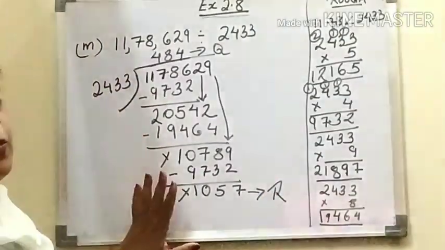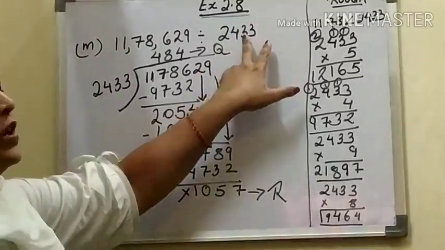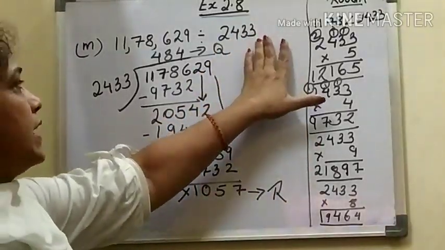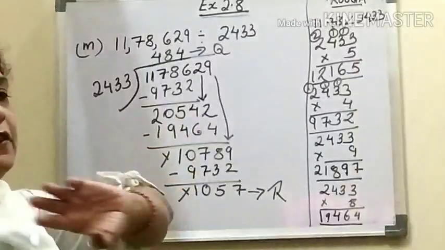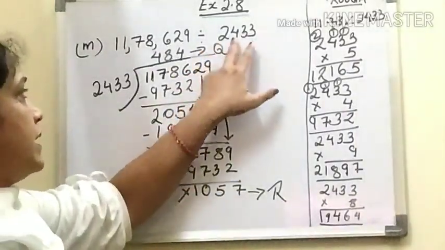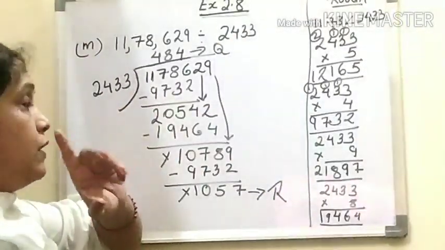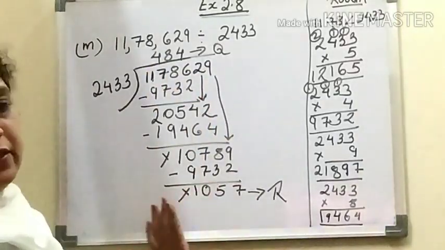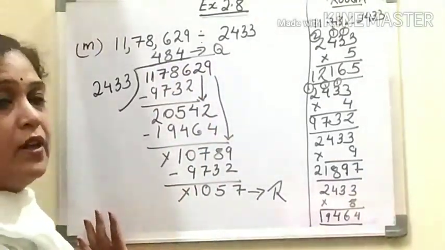In this way we proceed when we have to divide by a 4-digit number. No need of writing the multiplication table. By the approximate method we can do it. By approximately what number it can go, you have to find out. Now we will check whether our division is correct or not.